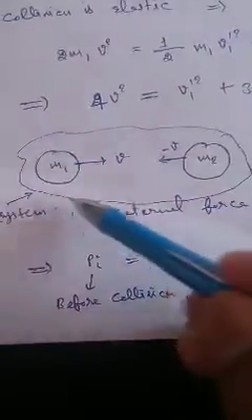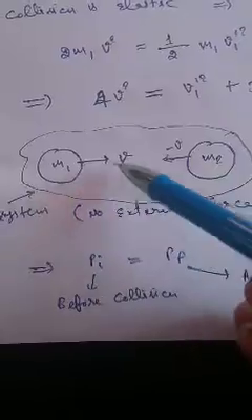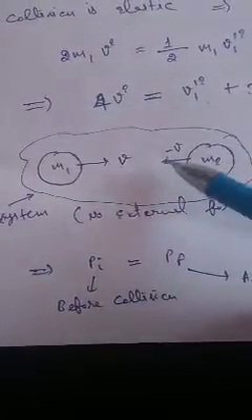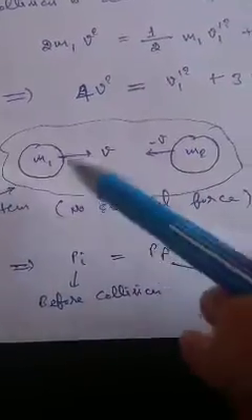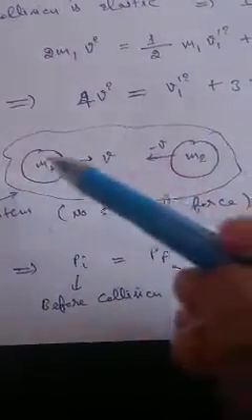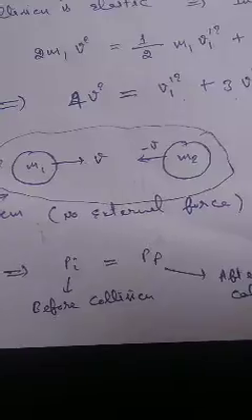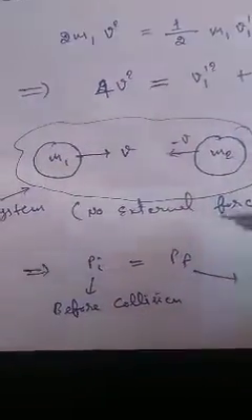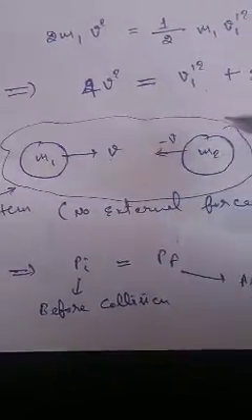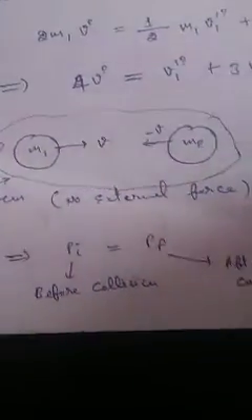Means pi, initial momentum, is equal to final momentum. Okay, so now this is our system and it has two bodies, m1 with velocity v and m2 with velocity minus v. Is there any force acting on this system? In the horizontal direction there is no external force, because the motion is in the horizontal direction. Gravity is acting in the vertical direction, so it has no significance here.